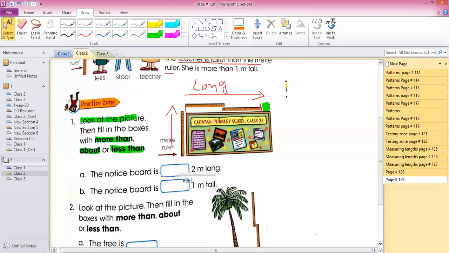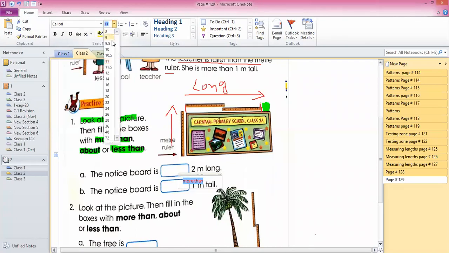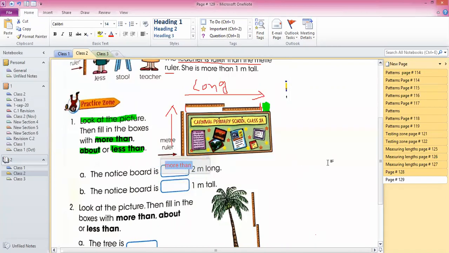So right here, more than. Right here, more than. It is more than 2 meter long. It is more than 2 meter long.